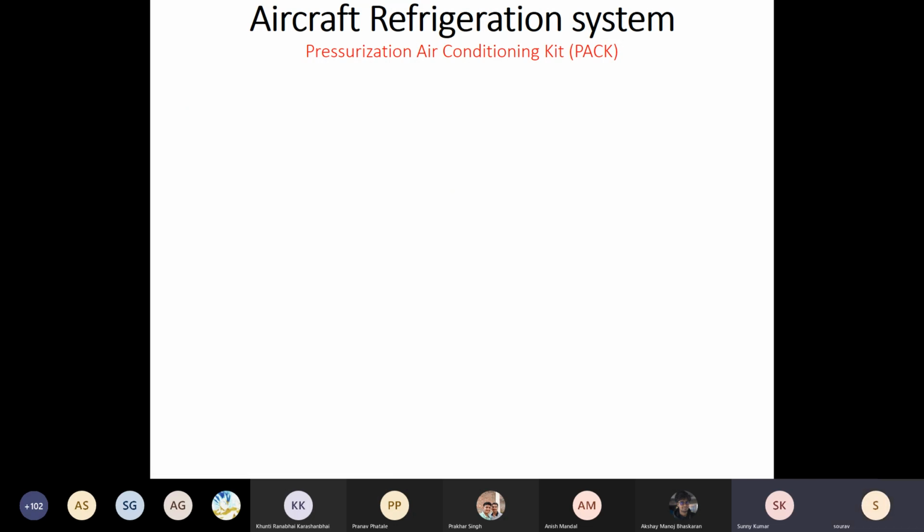So now that we know what is the ambient pressure and temperature, can you tell me what are the functions of the air conditioning unit in an aircraft other than cooling? The name is given over here. The air conditioning unit in an aircraft is also called the PAC, pressurization air conditioning kit.